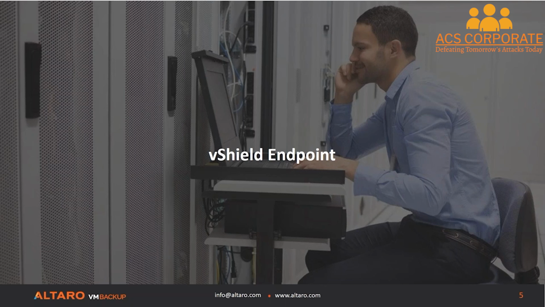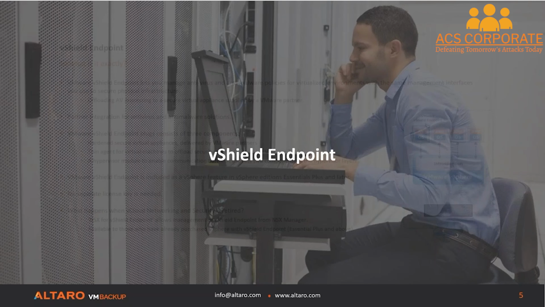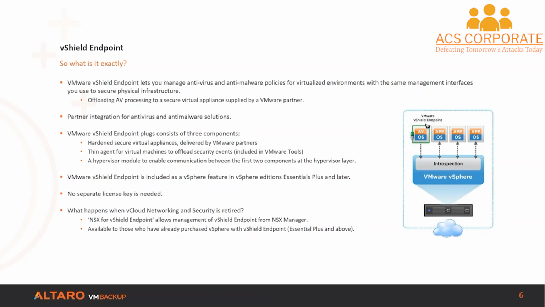To put it simply, vShield is an antivirus tool. It allows you to offload stuff. I think one of the reasons a lot of people don't use vShield endpoint is because when you think about VMware, they're not necessarily an antivirus company. They don't do that. Typically, you have to use a third party or a VMware partner to do antivirus. What you're doing is using introspection at the hypervisor level.